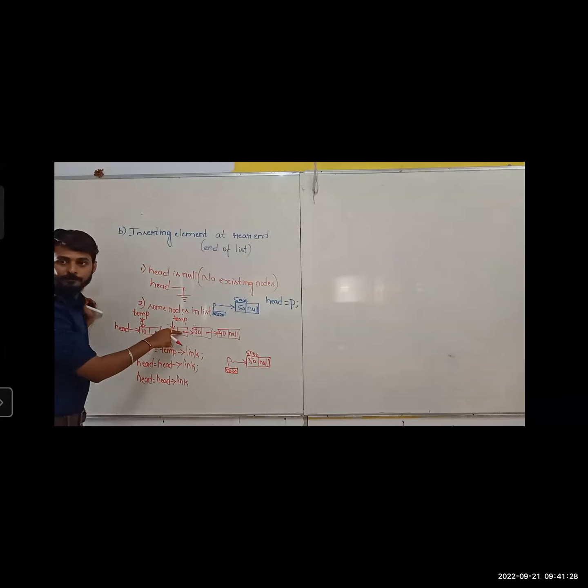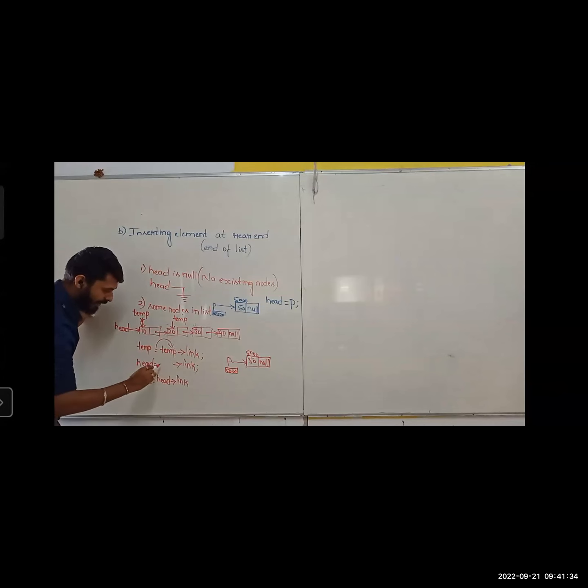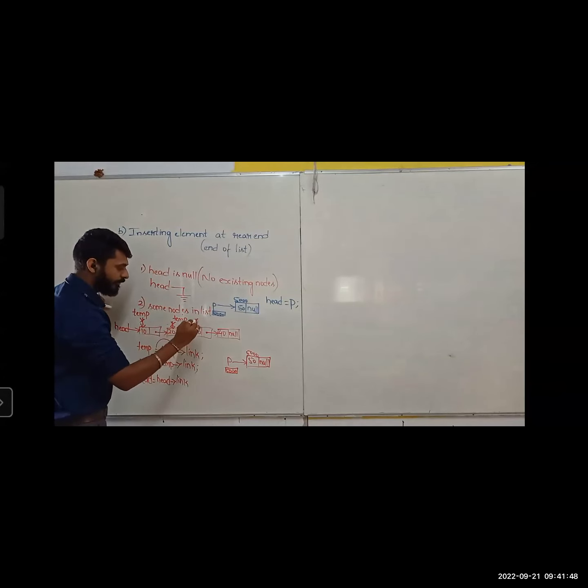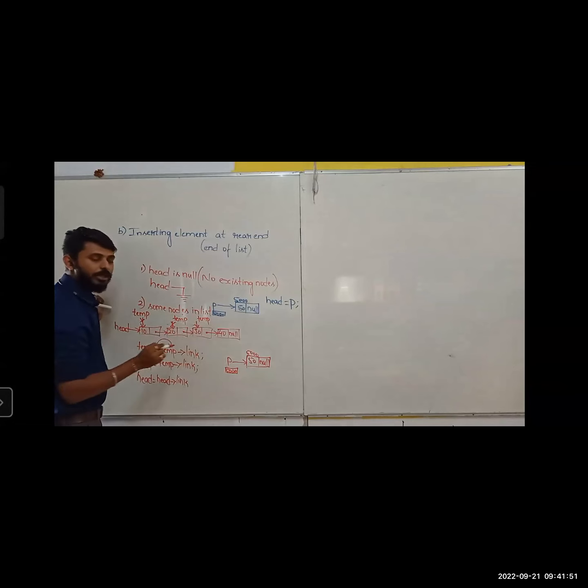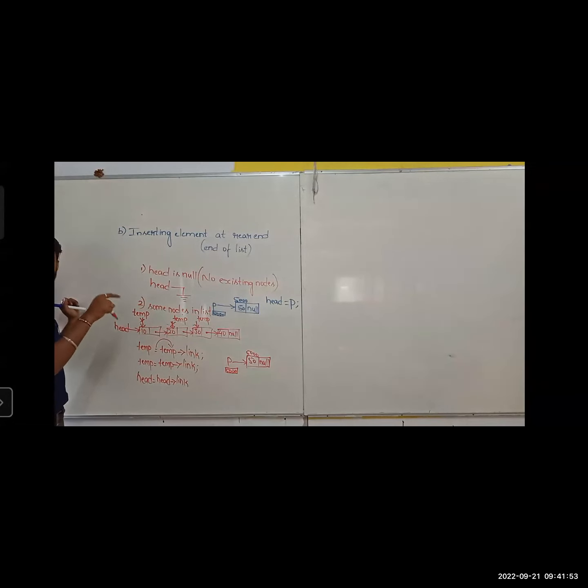Again, is it null? No. Then again I should move to where? Again here I should write wherever my temp's link is pointing, there I have to point my temp. So my temp immediately will stop pointing here and it will point to here. Now think again and tell me, is temp's link null? No. Then what should I do? Temp should be pointing to the same place where temp's link is pointing.